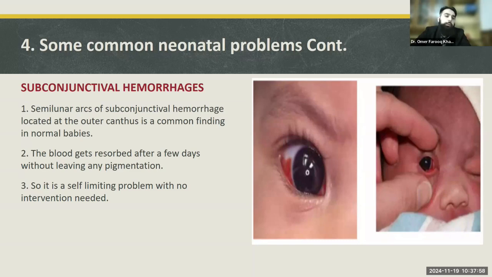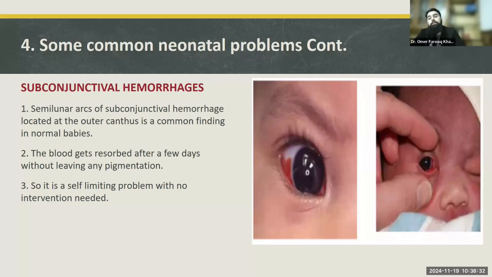semilunar arc. Semilunar means somewhat like moon shaped arcs of subconjunctival hemorrhages located at the outer canthus, which is a common finding in normal babies. The blood gets resorbed after a few days without leaving any kind of pigmentation in the eye. So the white conjunctiva remains white conjunctiva even after the blood gets resorbed. So there is no problem afterwards. It is a self-limiting problem with no intervention needed.